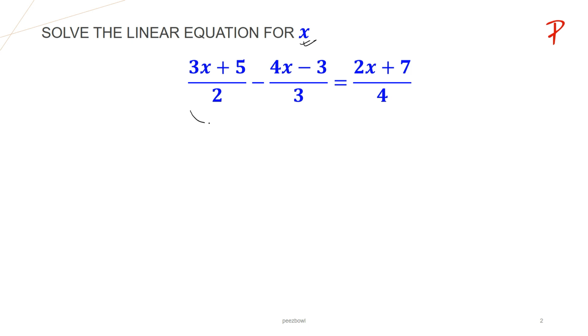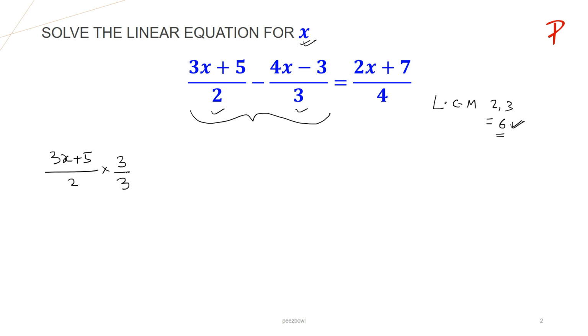So for the left hand side, that is these two terms, we need to find the LCM of 2 and 3. LCM of 2 and 3 is 6, right? Now we need to make sure that the denominator of both these fractions is equal to 6. Let us see how we do it. For (3x + 5)/2, if we multiply both the numerator and denominator by 3, then the denominator of this fraction is going to be 6, right? 2 multiplied by 3 is 6.